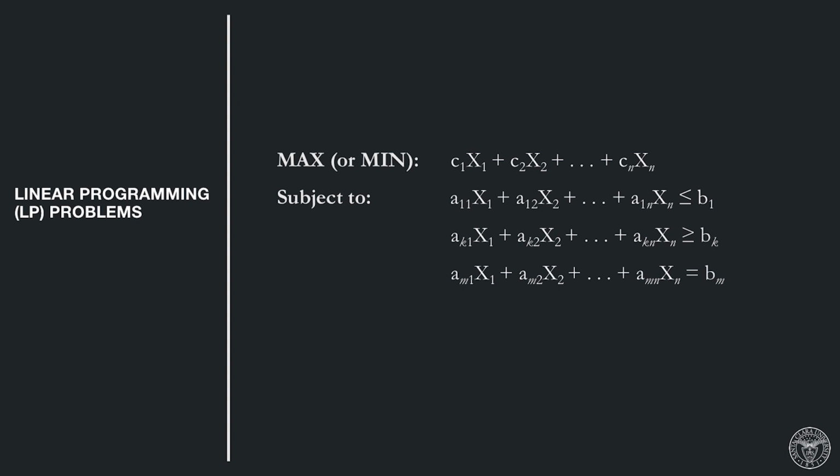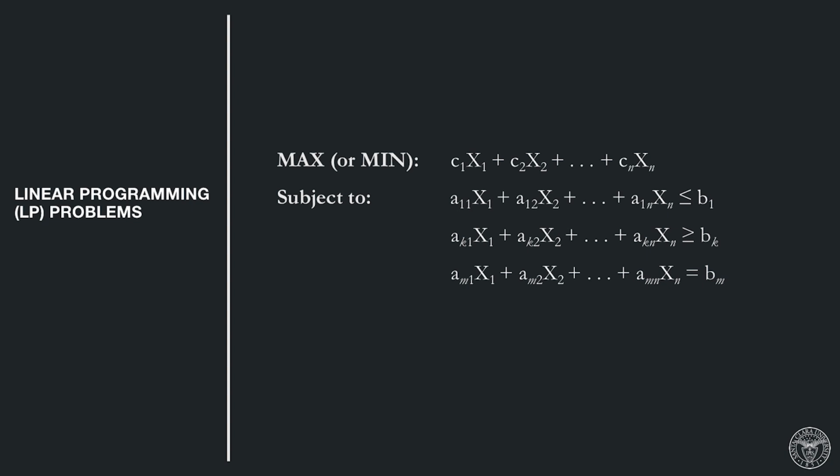For example, you have a11 times x1 plus a12 times x2 plus, keep going, plus a1n times xn less than or equal to b1. You might have ak1 times x1 plus ak2 times x2 plus, and so on, plus akn times xn larger than or equal to bk. And you can keep going until you cover all the constraints. So the typical property of linear programming is that every equation is in linear form.